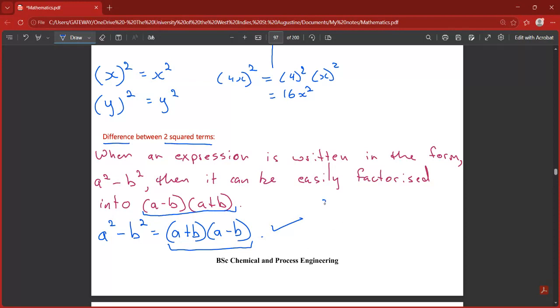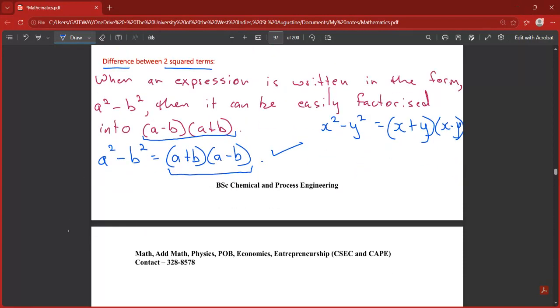So if you have x squared minus y squared, once you have two terms squared and a minus sign between the two terms, this is the difference of two squares. The formula will be: you have to write the first term, which is x, plus the second term, which is y, forget the squared power for now, close bracket, times the first term, which is x, minus the second term, which is y, close bracket. And that is our answer there. This is known as the difference of two squares. So we're going to apply that formula now to some questions.